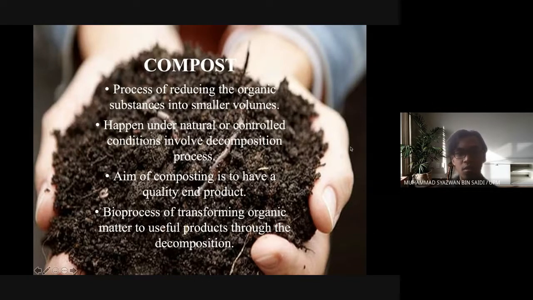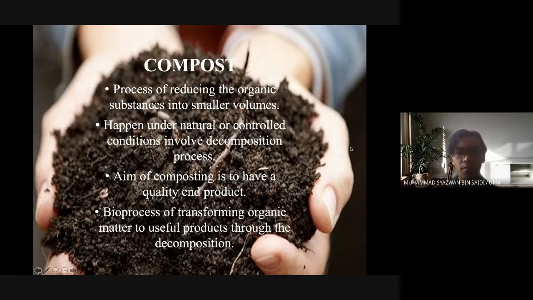So composting is a continuous process of reducing organic substance into smaller volume that happens under natural or controlled conditions, involving a decomposition process until the ratio of carbon to other elements is equal, at the same time providing nutrients for the plant. So in Thailand, composting is the most favored option to manage the solid waste of the oil palm industry.